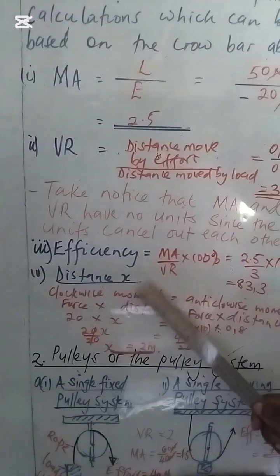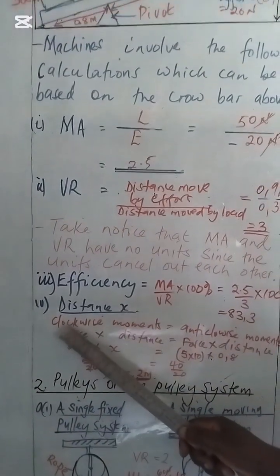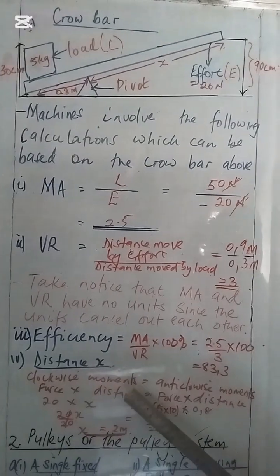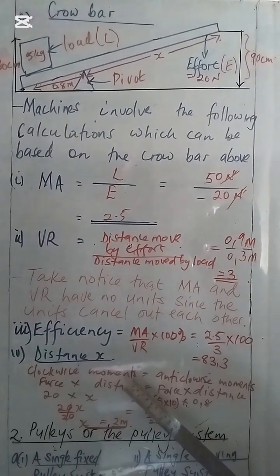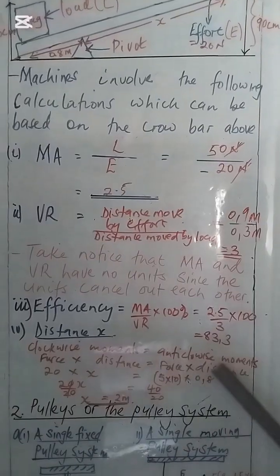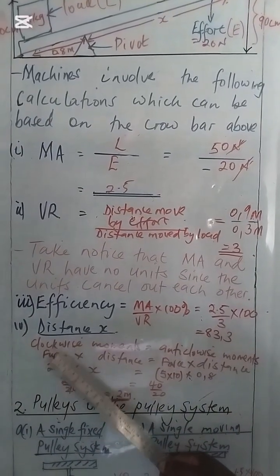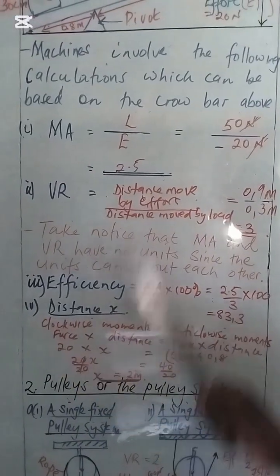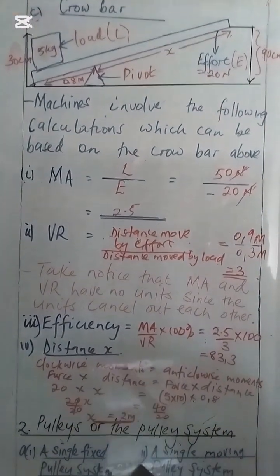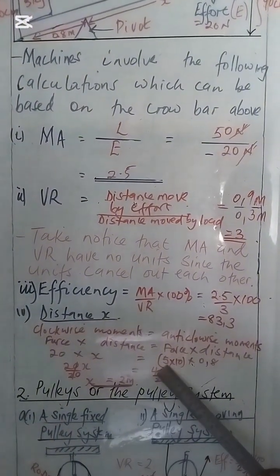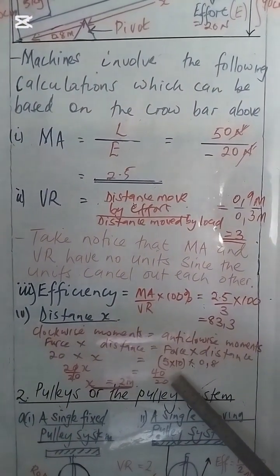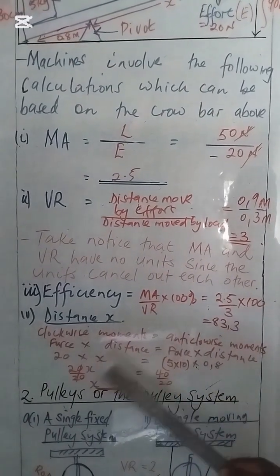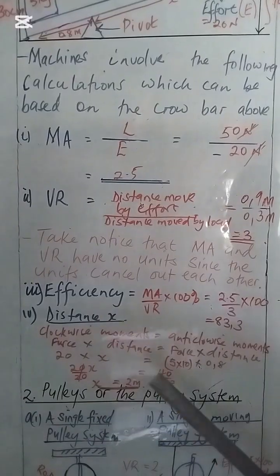Then the distance x in the diagram above: we use the formula involving the principle of moments, where clockwise moments at equilibrium balance anti-clockwise moments. We calculate moments as force times distance. Our force is 20 newtons, the clockwise moment, and the distance is x. Then 5 kg becomes 50. Then we divide, and the distance is 0.8 meters. When we do our calculations, x becomes 2 meters.